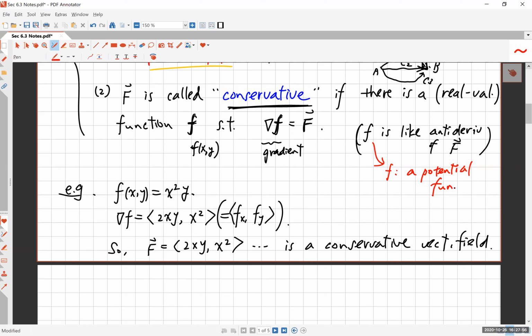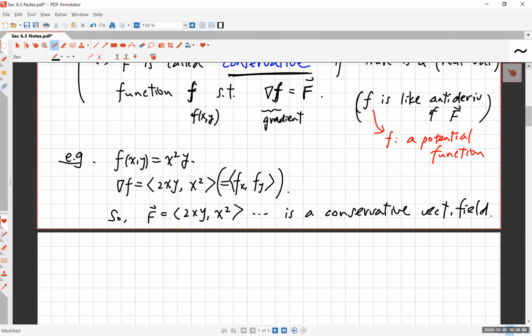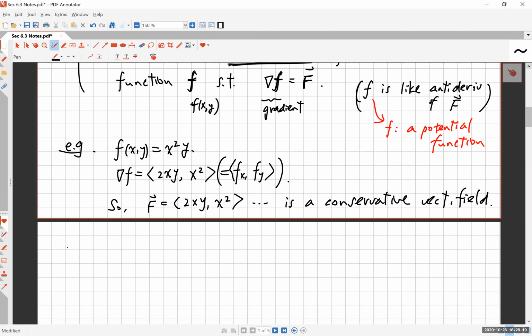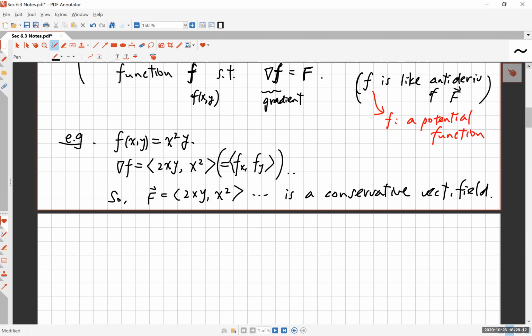It is also a physics term. A potential function, lowercase f, is called a potential function if the gradient of this lowercase f is the capital F, a vector field. All right, and so here, should I mention this? Yeah, I'm going to give you the punchline, which is extremely important.